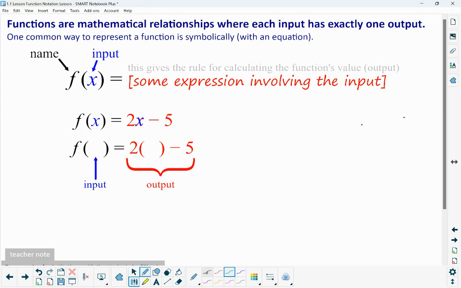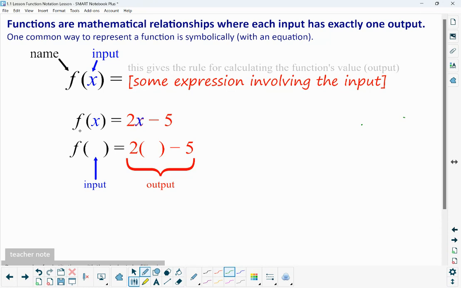So functions will have a function name, like f is a really common function name, and that f literally is from the word function. So we've got f of, and then you'll see a set of parentheses with the input variable inside. So f of x means that our function's name is f, and the variable we're going to use to represent our input is x. And then it will be equal to some expression involving the input that's going to give you the rule for how to calculate the function's value, which is called the output.